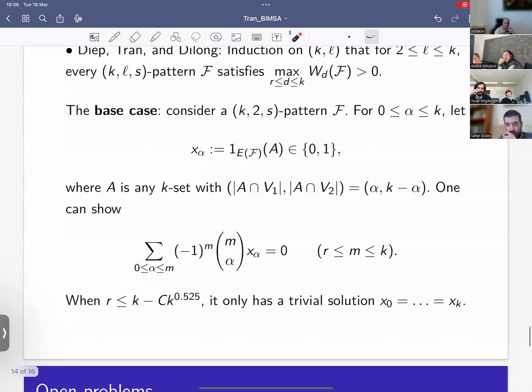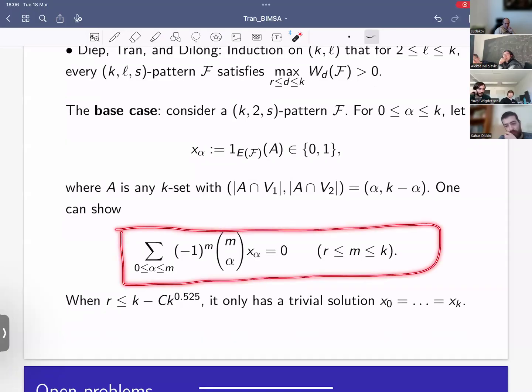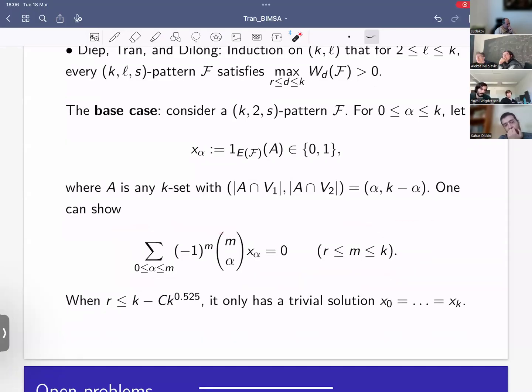Simply because, when k is 15, then r is k minus 1. So if we want to get an upper bound of 3 from our method, we want r to be k minus 1, but when k is 15, this system of equations indeed has a non-trivial solution.